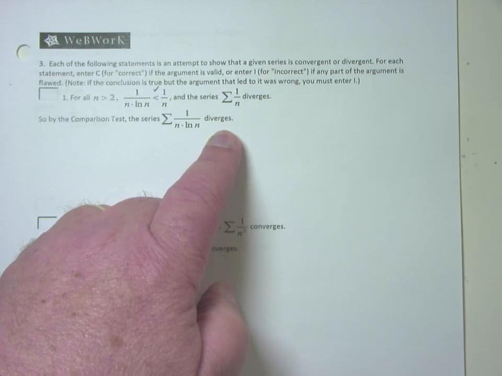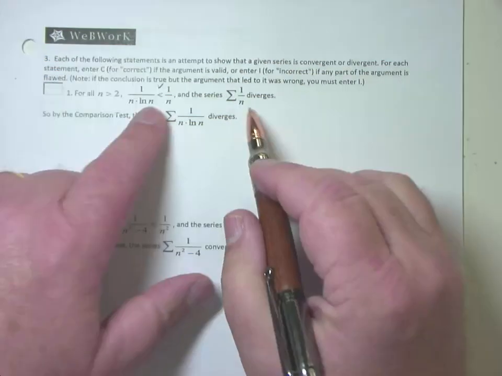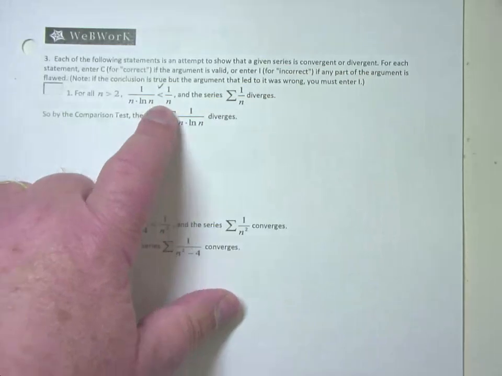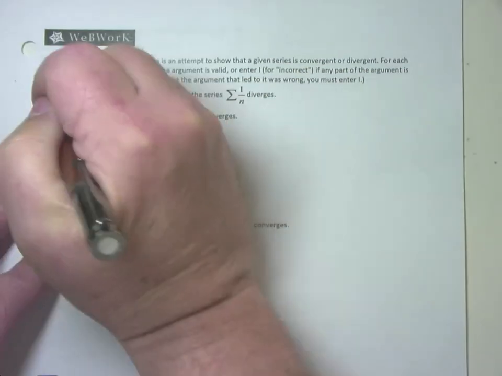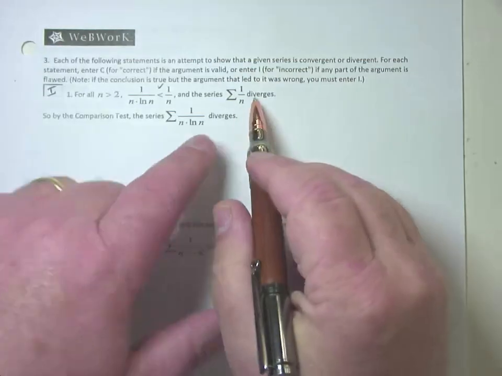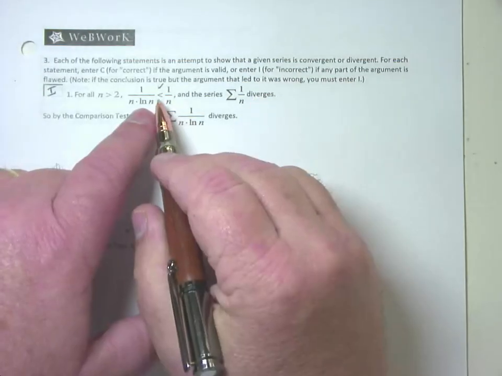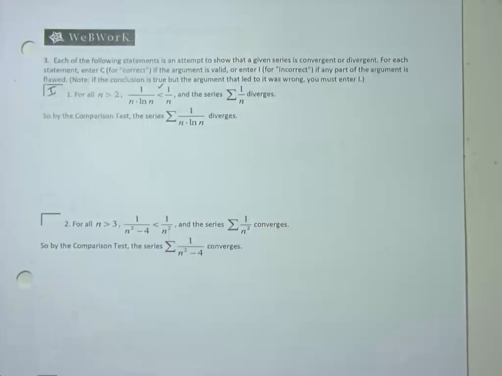What's wrong about it? The guy on top diverged. When the guy on top diverges, what does that say about the guy below him? Nothing. This is an I. It's great that you're comparing it to a divergent series, but the inequality is wrong for the direct comparison test. So that would be an I. All right? Take a look at the next guy.